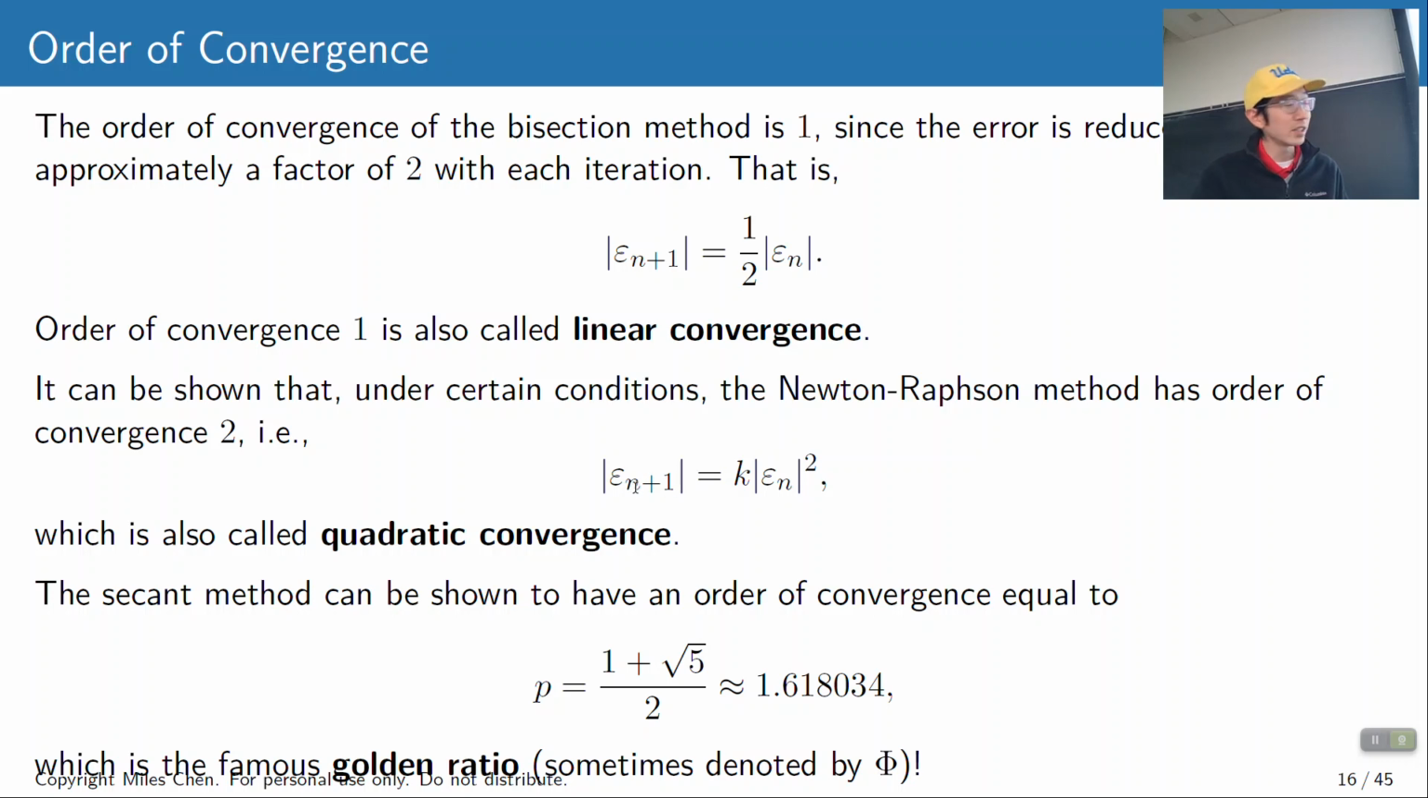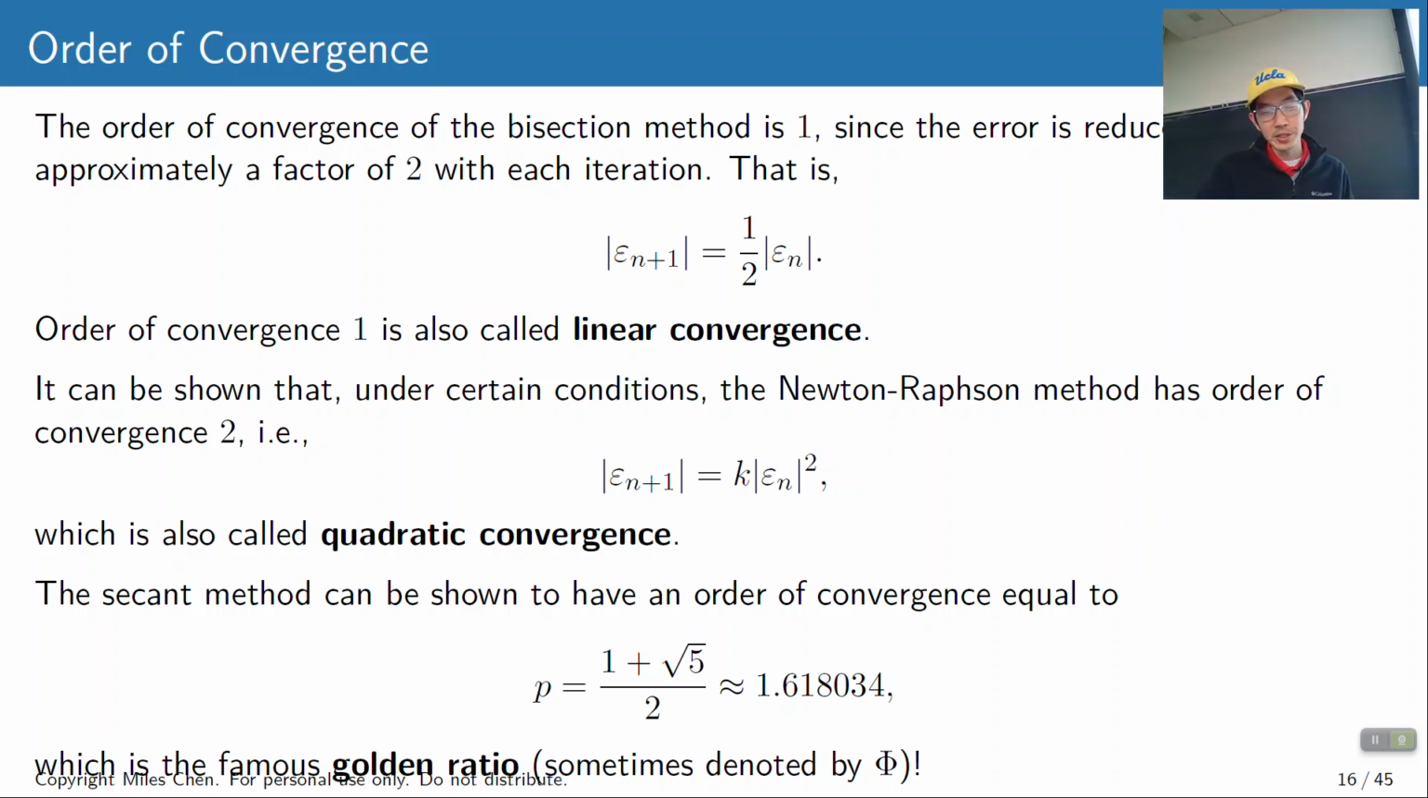At the next iteration, the amount of error is your current error raised to the 2nd power. We call that quadratic convergence. The secant method has an order of convergence of around 1.6, which is the golden ratio. Each of these has advantages and disadvantages. With Newton-Raphson, you have to find the derivative and it has to behave well, and then it will converge rapidly. Whereas the bisection method is guaranteed to converge, but it converges a little bit slower.